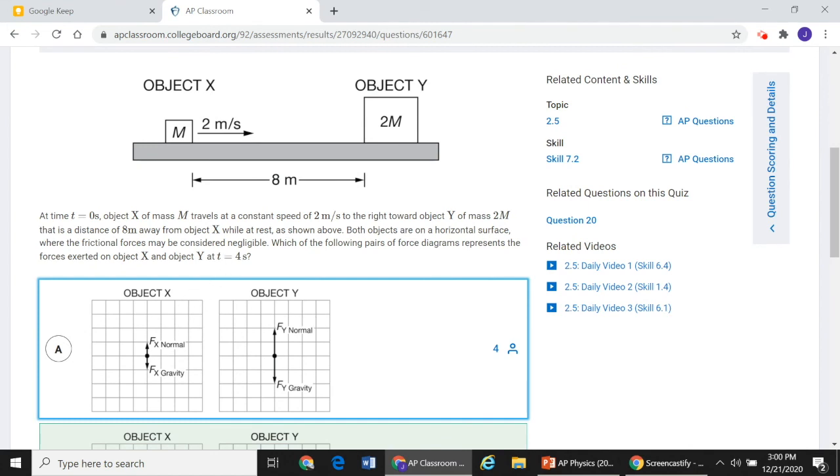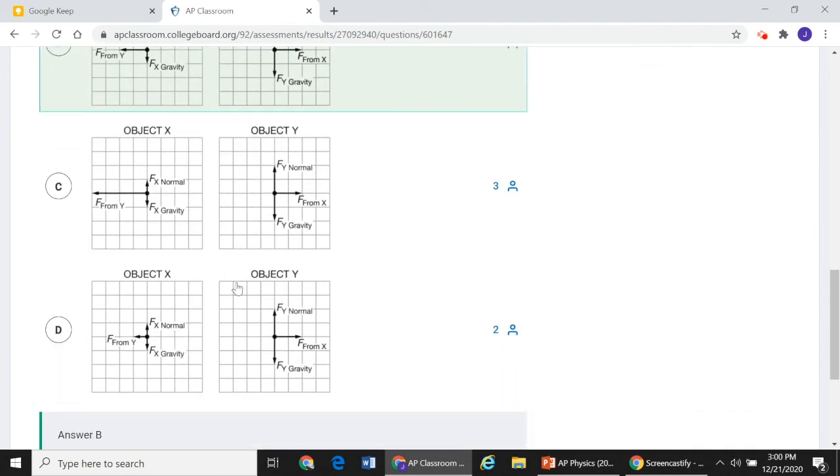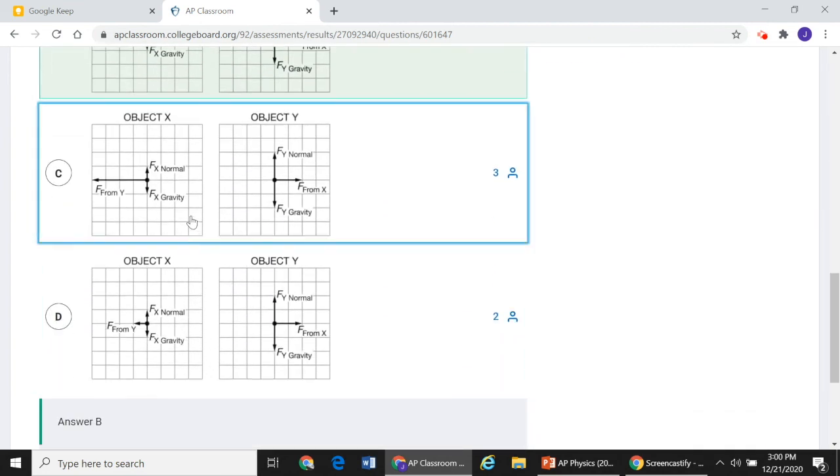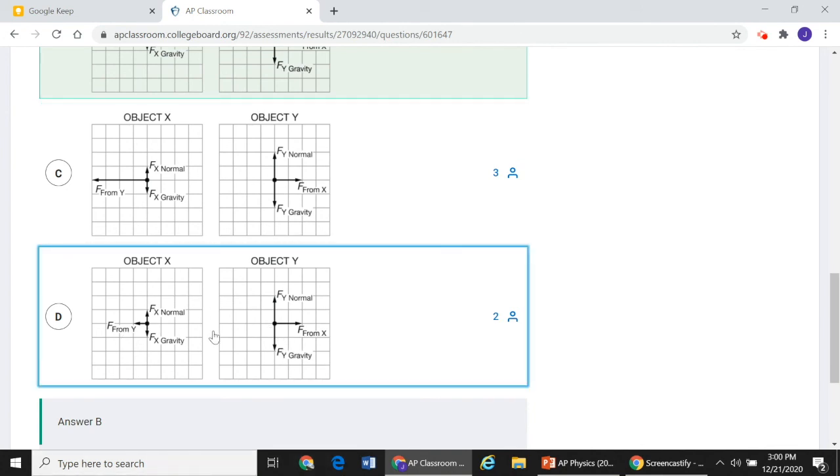Everybody who picked choice A got this one wrong because you did not show any contact forces between objects x and y, and they're in contact. They crashed into each other by 4 seconds. That's why A is wrong. Let's just go on to the other ones. C and D are both wrong for the exact same reason, because those diagrams violate Newton's third law. The force that x exerts on y has to be the exact same as the force from y on x. Notice in C and D, these arrows are different lengths, showing the forces are different sizes, and that cannot possibly be true.